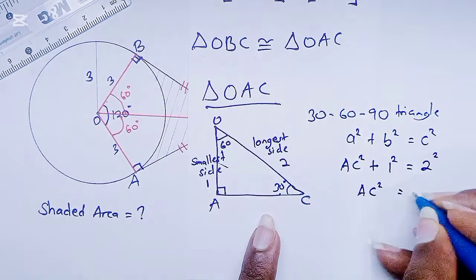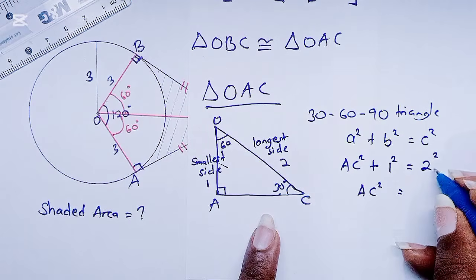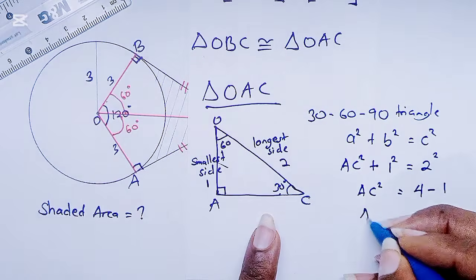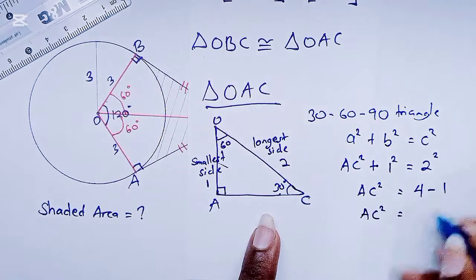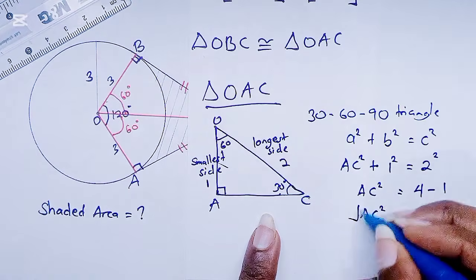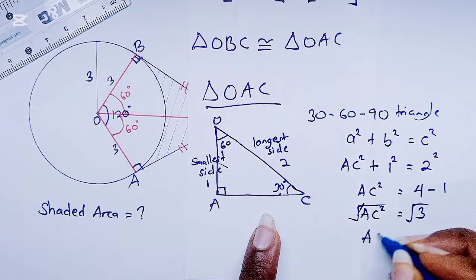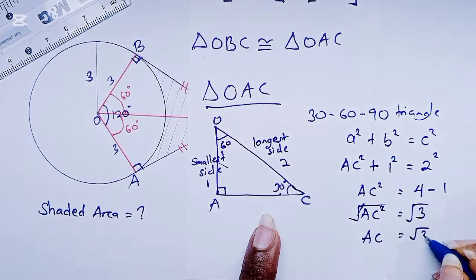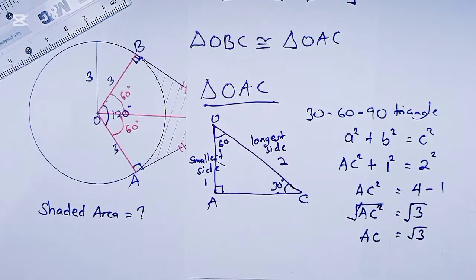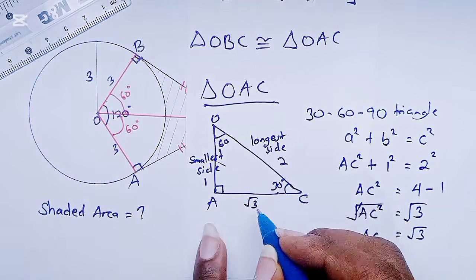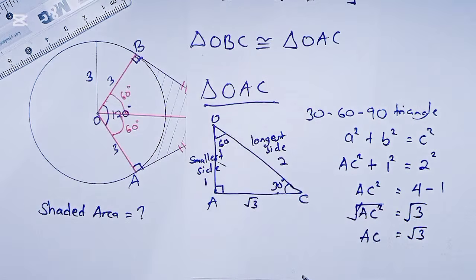Therefore, AC squared is equal to 2 squared, which is 4, minus 1 squared, which is 1. Therefore, AC squared is equal to 4 minus 1, which is 3. Find the square root on both sides. This cancels. Therefore, AC is equal to root 3. Therefore, this side AC is, if this is 1, this is 2, this is root 3.